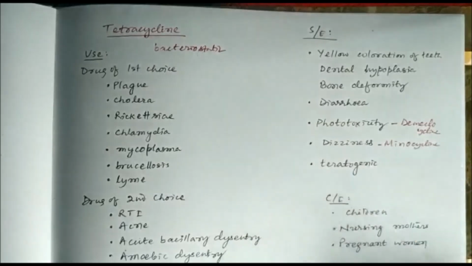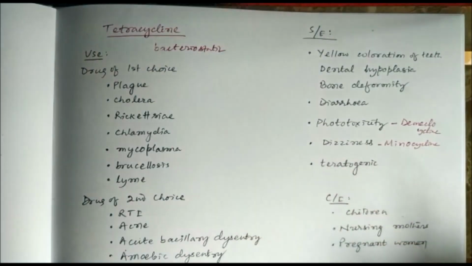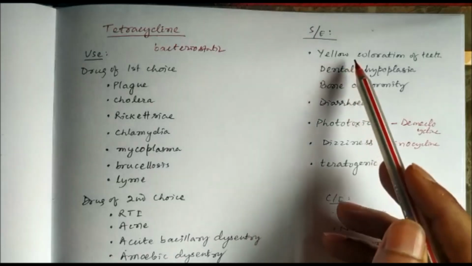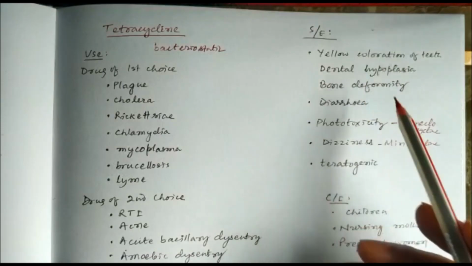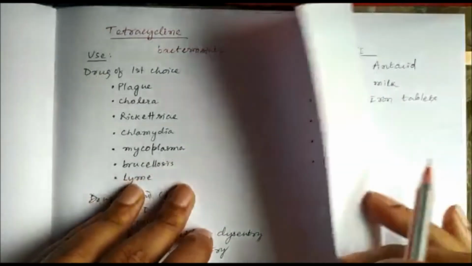Minocycline shows dizziness, and as we discussed, tetracycline is teratogenic, so it should be contraindicated in pregnant women, and since it is excreted in breast milk, it should be contraindicated in nursing or lactating mothers. It should also be contraindicated in children because it gets deposited in teeth and growing bones. So this is all about tetracycline antibiotics.